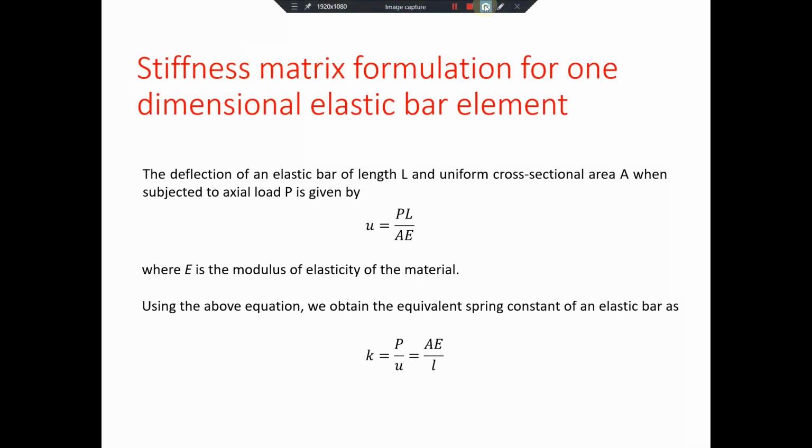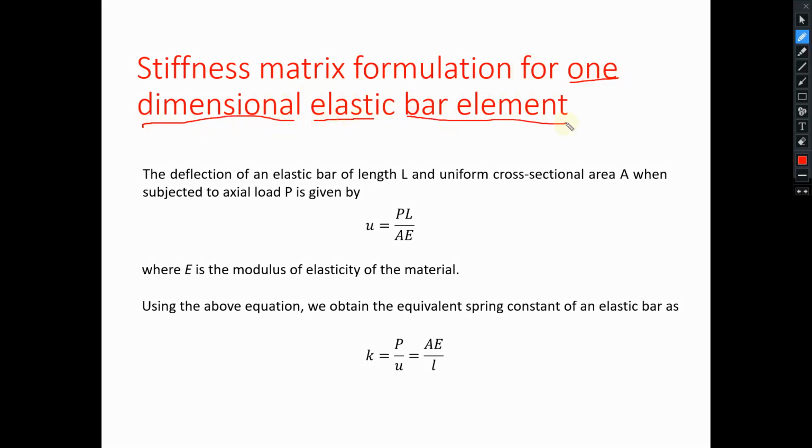So stiffness matrix, we are going to derive the expression for stiffness matrix for a one-dimensional element, one-dimensional elastic bar element. So elastic material means നമ്മൾ സ്ട്രെസ് വേഴ്സസ് സ്ട്രെയിൻ കർവ് നിങ്ങൾ പഠിച്ചിട്ടുണ്ട്. So the stress strain curve for most of the metals will follow a straight line until a certain limit. So that limit is called as the elastic limit. So up to the elastic limit, we all know that stress is proportional to strain.